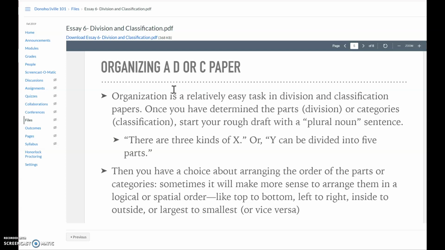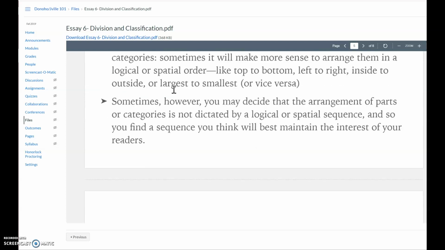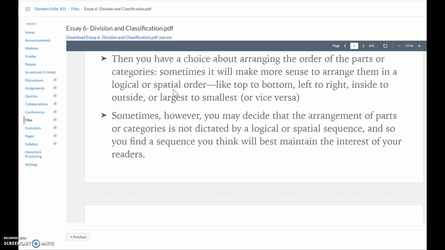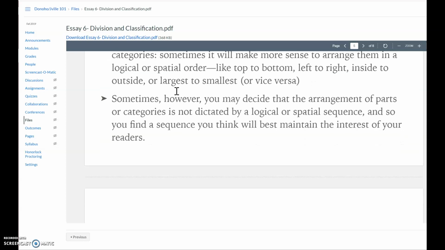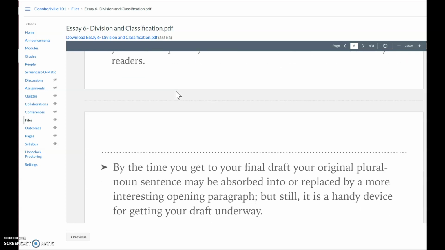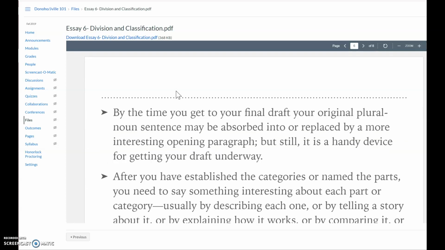Then you have a choice about how to organize and arrange the order of the parts. Sometimes it makes sense to arrange them in logical or spatial order: top to bottom, left to right, inside to outside, or largest to smallest. However, you do have order of importance too: least to most important, or greatest to least, or in terms of value. The key is to find a sequence that you think is going to best maintain the interest of your readers.